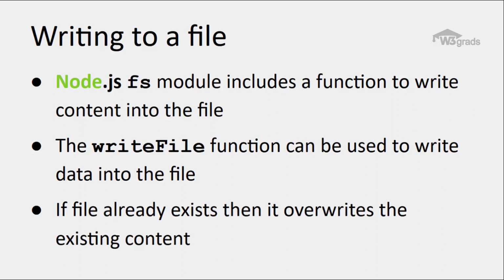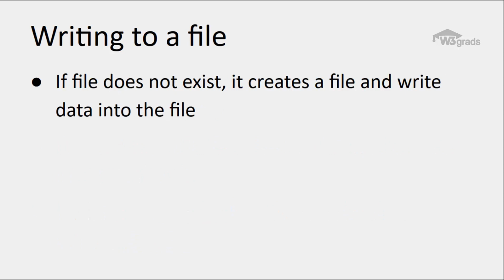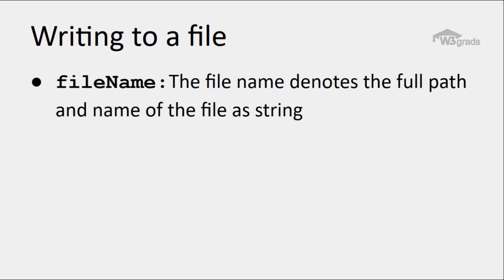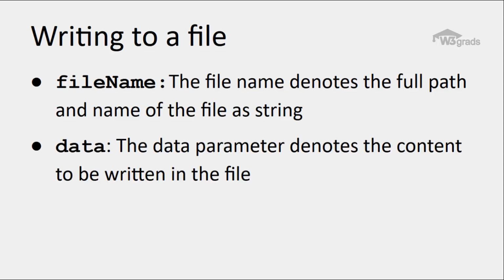If the file already exists, then it overwrites the existing content, otherwise it creates a new file and writes data into it. The method signature of the writeFile method is shown here. You can see that it takes the first parameter as the file name. Here, you need to specify the full path and the name of the file as a string. The second one is the data, where you need to specify what content is to be written into the file.